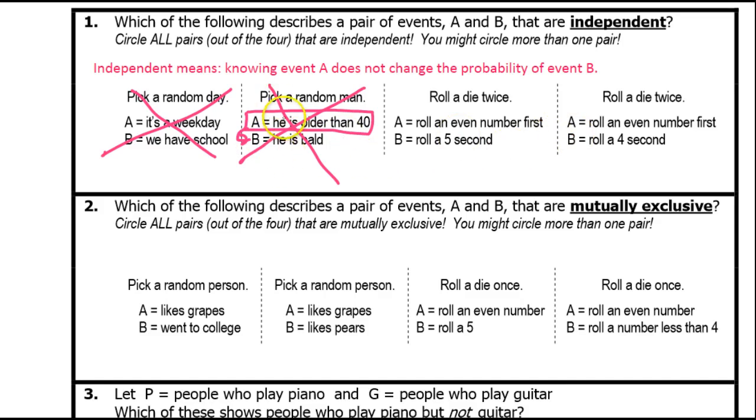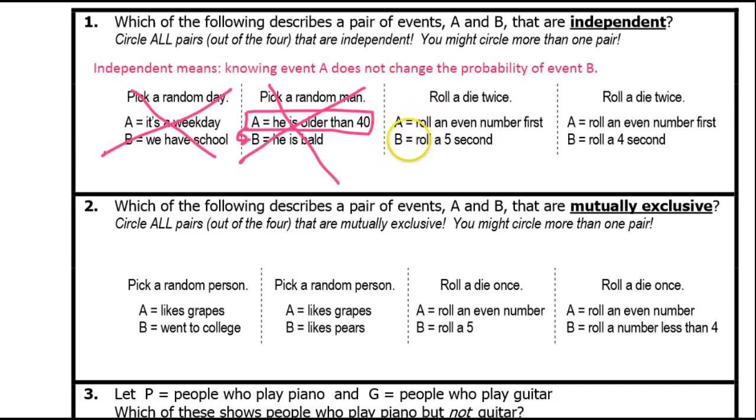And it works the other way too. I keep saying event A and then event B, but I could say knowing event B changes the probability of event A. It works either way. Now, these next events are going to be independent. I see that we're talking about rolling a die. If you roll a die twice, the first roll will have no effect on the second roll at all.